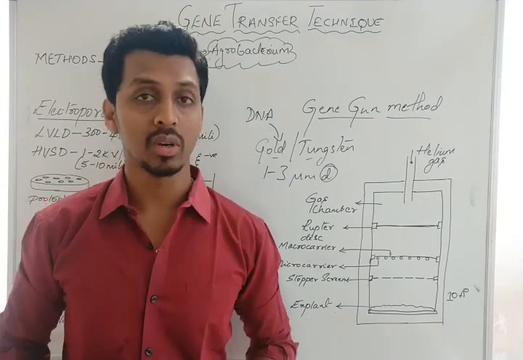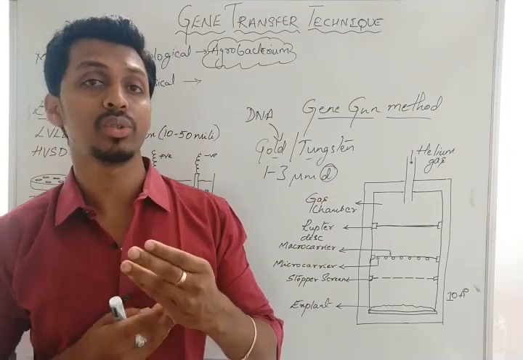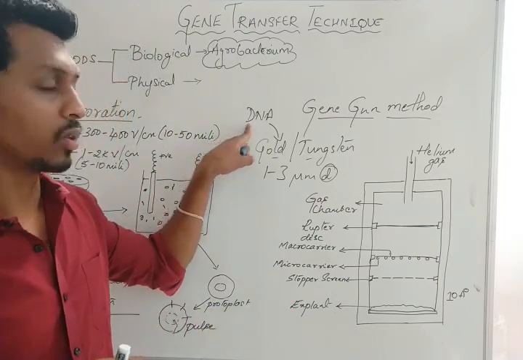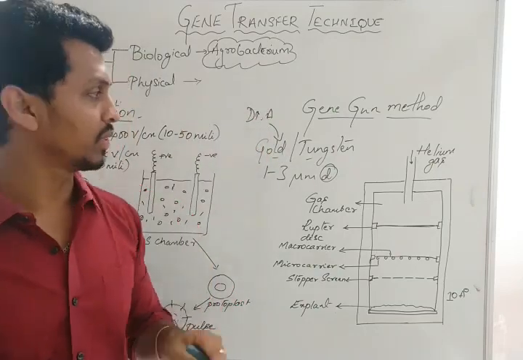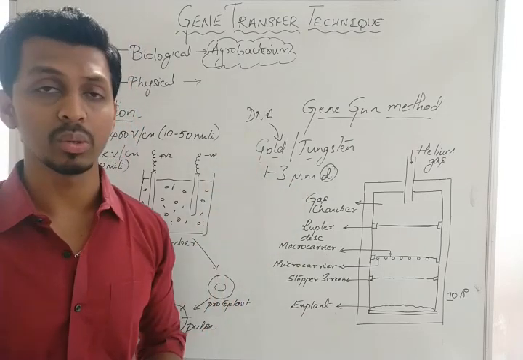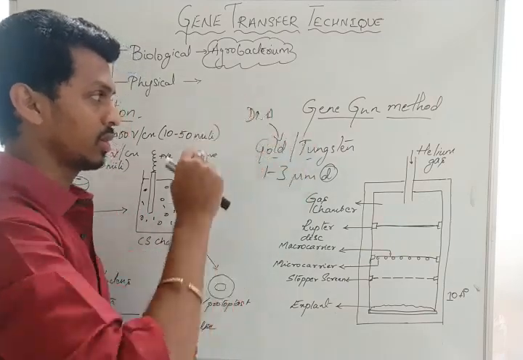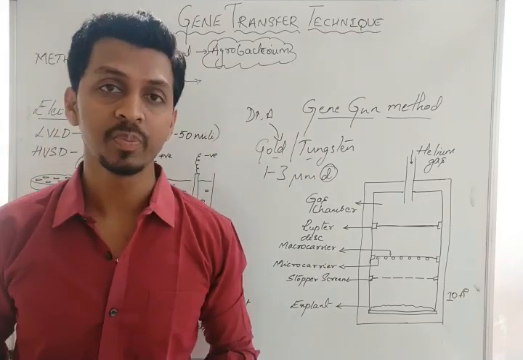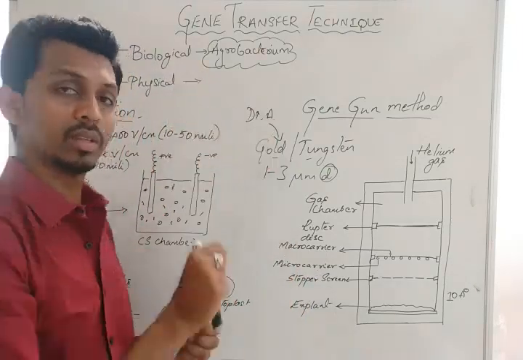Now why specifically gold or tungsten? Both are non-reactive. They should not show any chemical properties, or any process that would combine with the DNA and be followed by degradation of this DNA. That's the reason we go for an inert metal, either gold or tungsten, and the diameter should not be more than 1 to 3 micrometer. For attachment of DNA to this gold or tungsten, we use spermidine. Spermidine is a special chemical which is used to coat this microcarrier with the DNA.